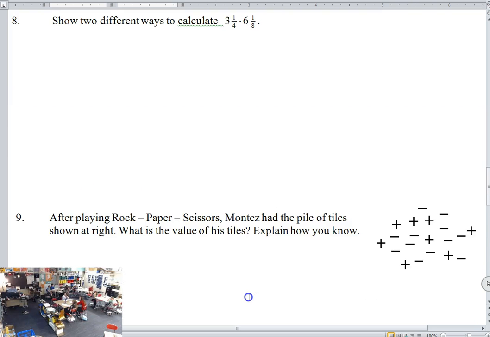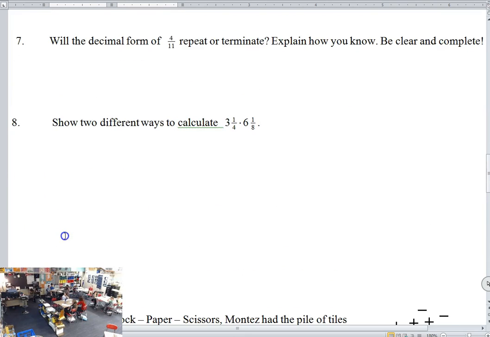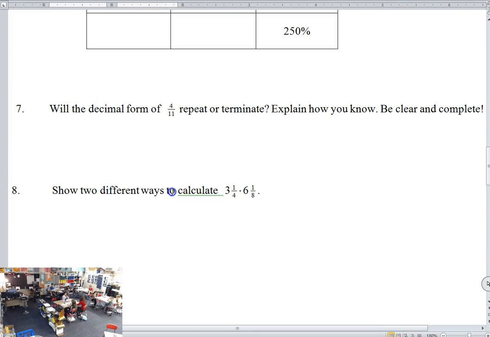A lot of us were fine on 9. You get a combined value of -4. If you did not, just check your work. I think you'll probably find your mistake.